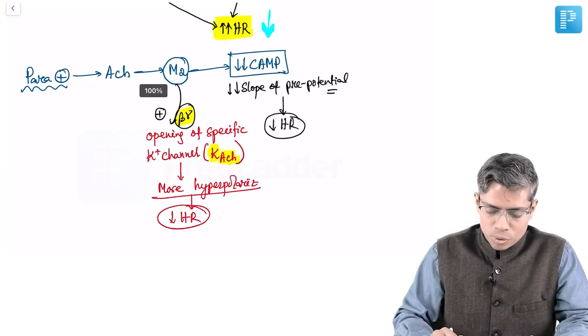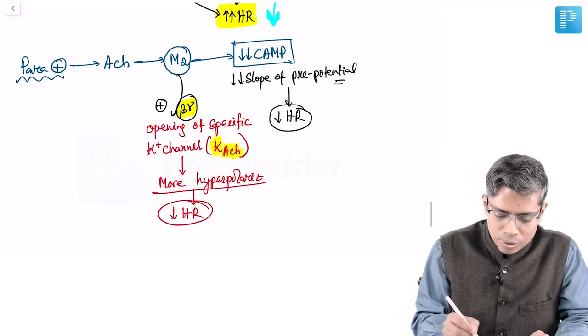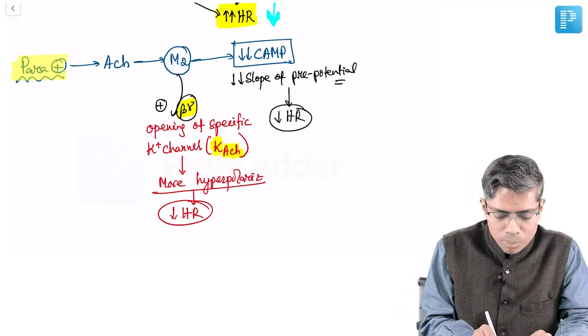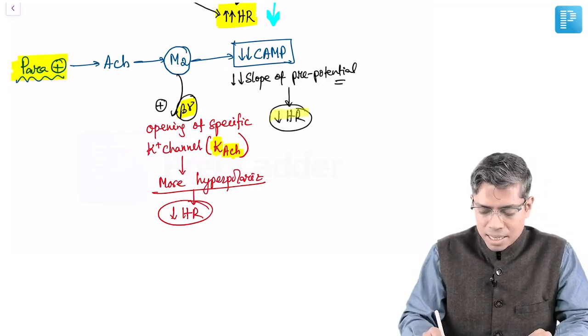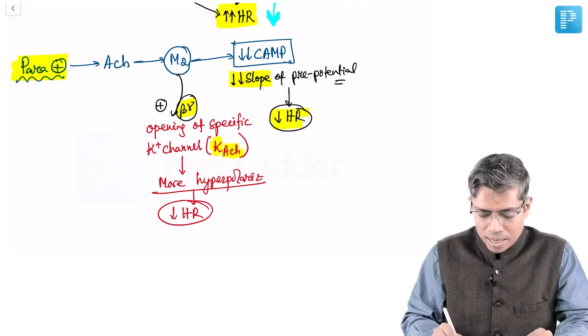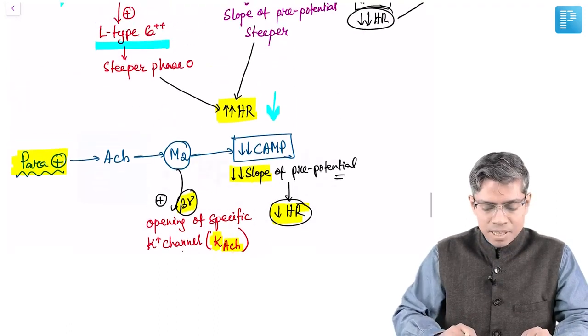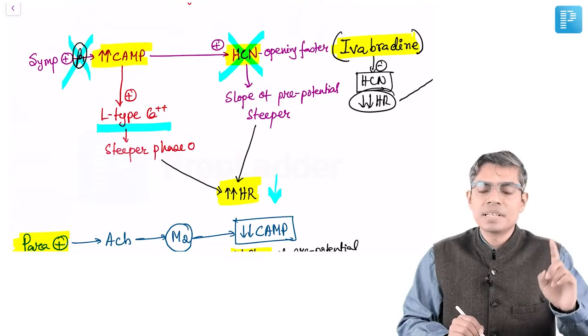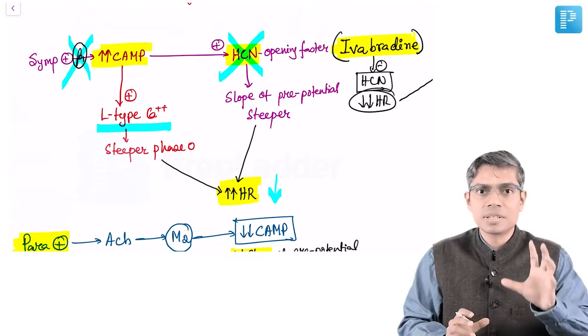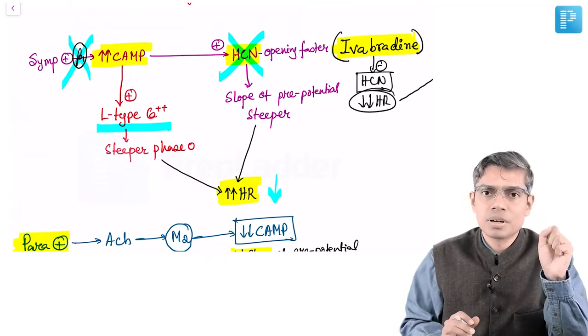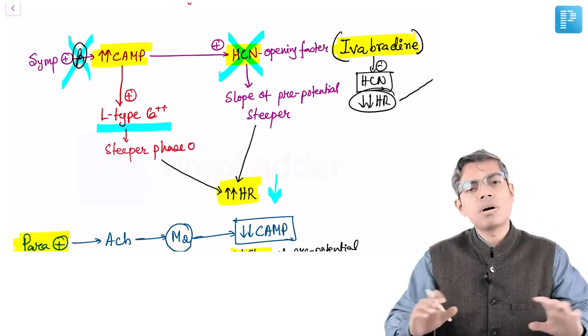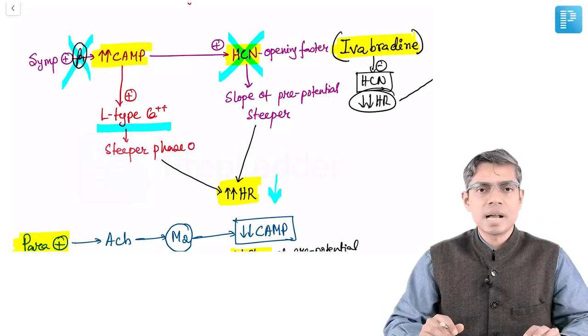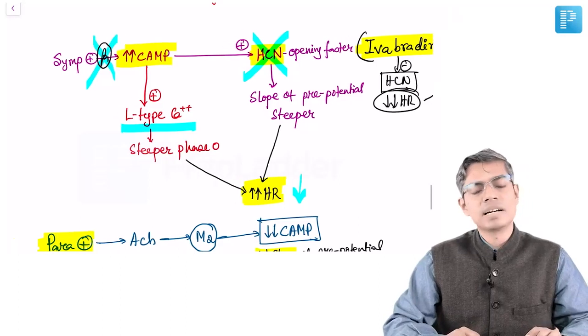Getting my point? I hope now this is clear about the molecular mechanism of how parasympathetic is decreasing the heart rate by reducing the slope and by causing hyperpolarization, and how sympathetic system is increasing the heart rate, and previously we have discussed how sympathetic system is causing increased force of contraction. So this is all about your ionic basis of action potential and their applied aspect.